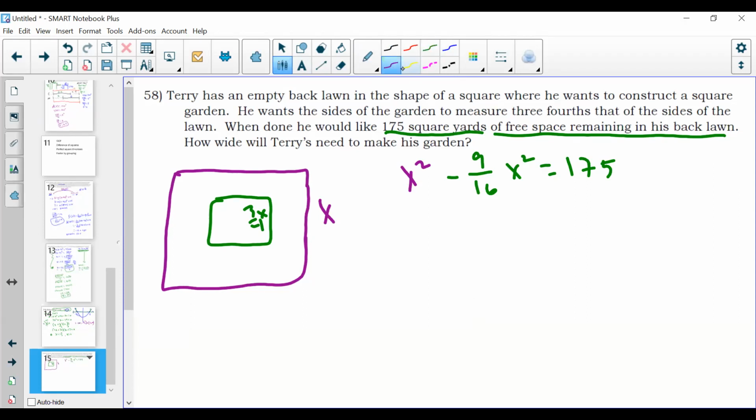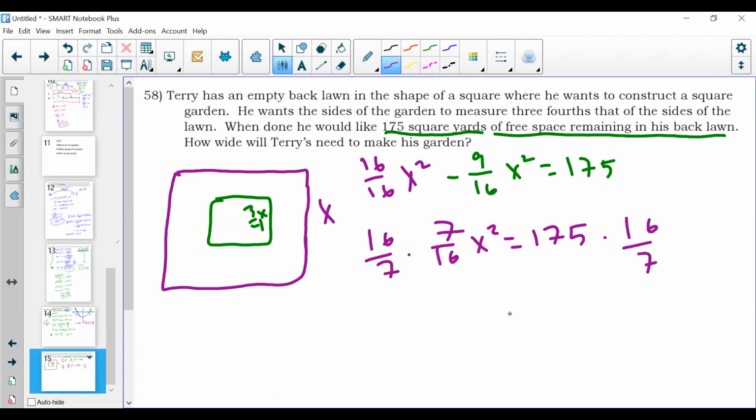So X squared is the same thing as 16/16. 16/16 minus 9/16 is 7/16. So 7/16 X squared has to equal 175. Multiply both sides by 16/7. 175 times 16 divided by 7 is 400. We get that X squared equals 400, or that X equals 20.